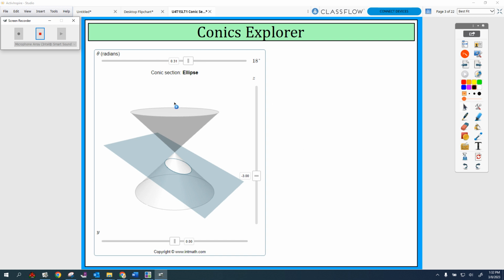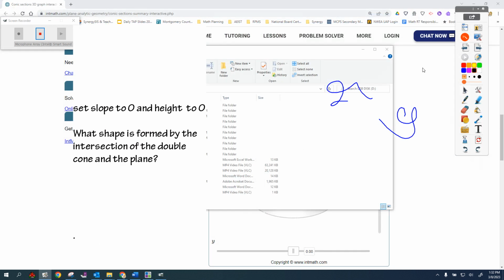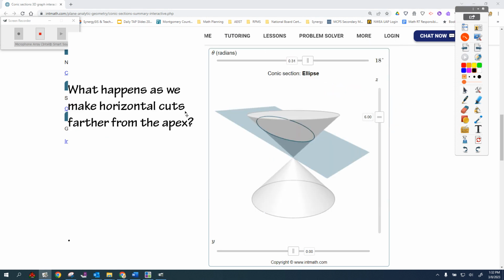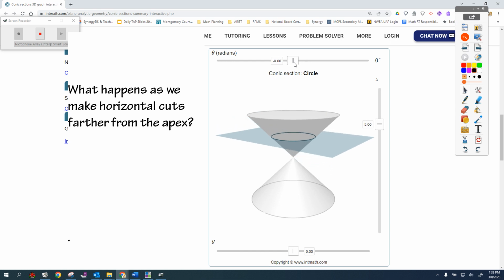So hopefully you've had a chance to play around a little bit with the interactive applet on your screen. So we're going to talk about how we get each of the different conics. This is just a general overview today of the different conics that we get. So the first thing we're going to explore is what happens as we make horizontal cuts further from the apex. So basically, I'm going to make my plane horizontal. So I'm going to set it at 0 degrees here.